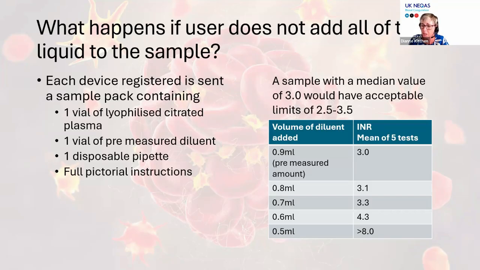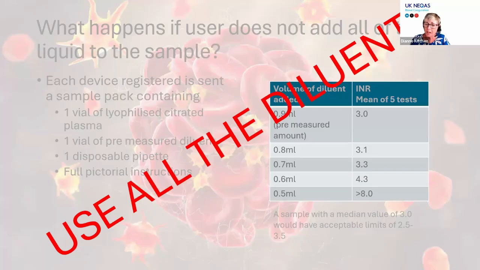And the median value for this was 3, and the acceptable limits were 2.5 to 3.5. And as you can see, as you lose liquid, if you're not adding quite all, you start to get some movement, and by the time you get down to 0.6, you would have been outside that range. So it might not look like very much, but you do need to make sure that all the liquid is added. And so really the bottom line is use all the diluent. And even if you need to make more than 1 trip with your little pipette, that's fine. That's what you need to do.